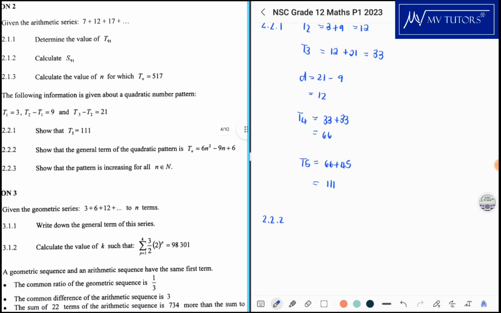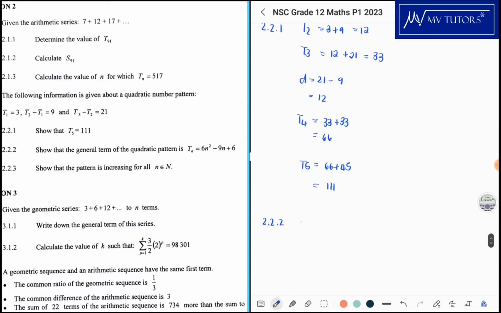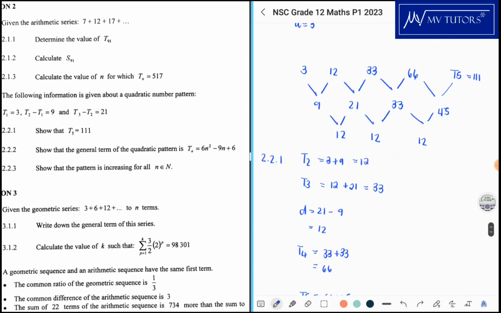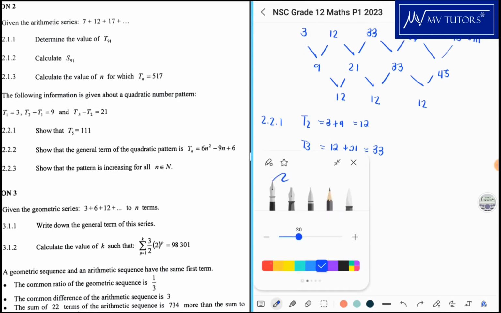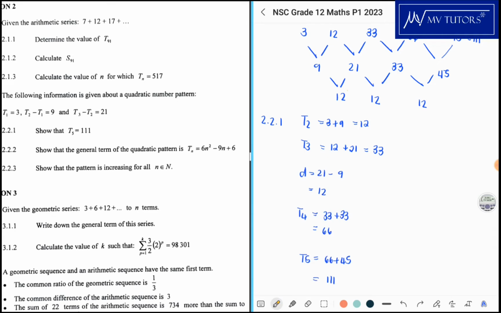Now it says, show that the general term of the quadratic pattern is as follows. All right, so what we're going to do, we know that 2a is equal to 12. Okay, remember, we're going to start from the bottom. So 2a is equal to 12. And then 3a plus b will be equal to 9. And then a plus b plus c is equal to 3.